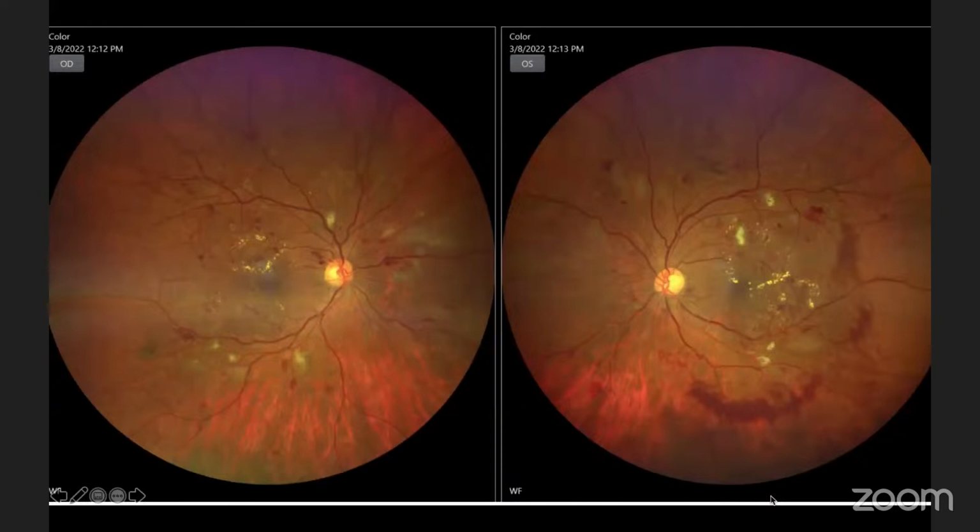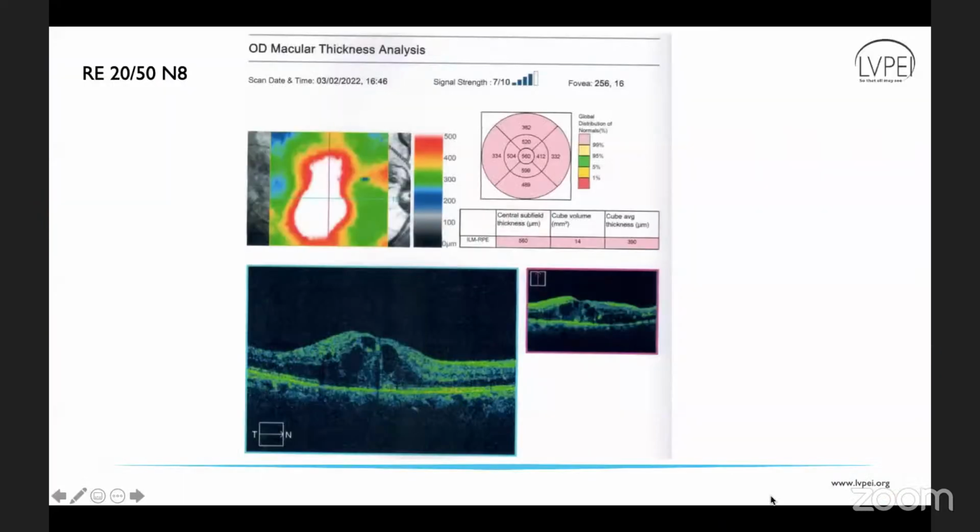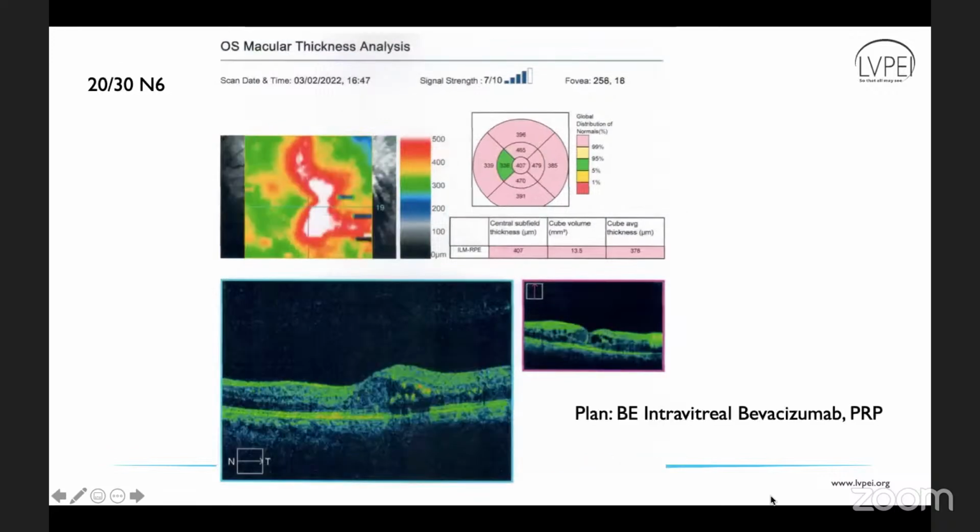In general, there are some guidelines of when you may want to switch, but different countries have different guidelines. We'll see with respect to one of our patients. You had described the color fundus photograph earlier. This patient has vitreous hemorrhage in the left eye with multiple NVs. The right eye has a few NVs and a lot of center involving macular edema, vision of 20/50 N8. The left eye had less macular edema, 20/30 N6, but still center involving.